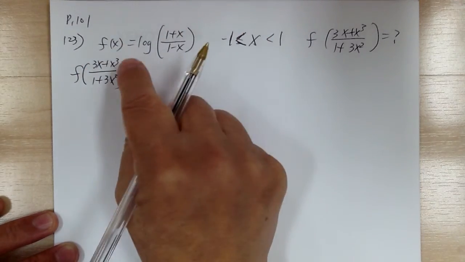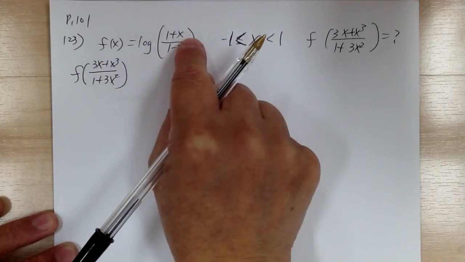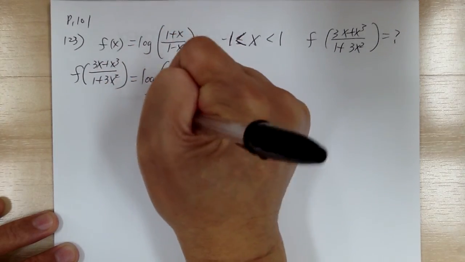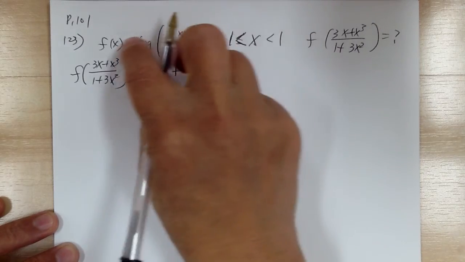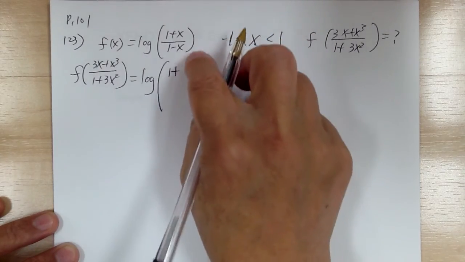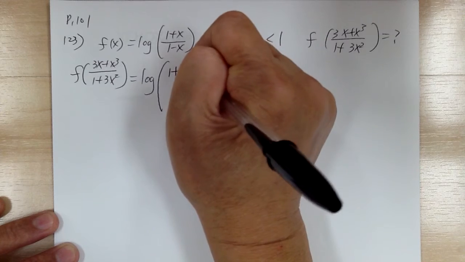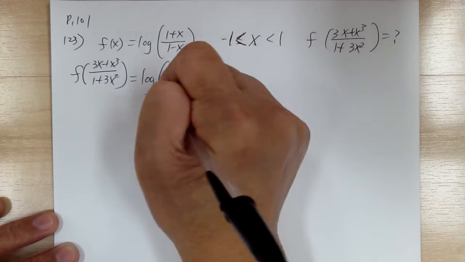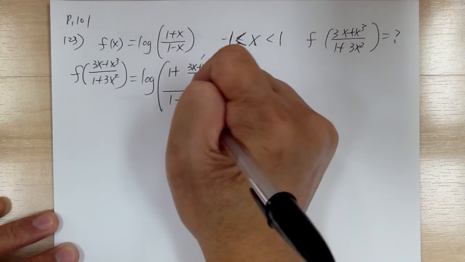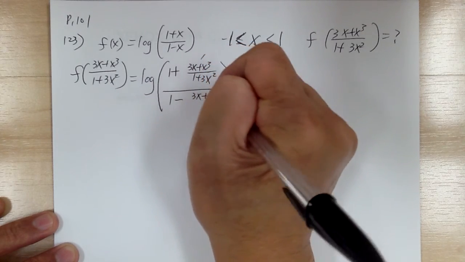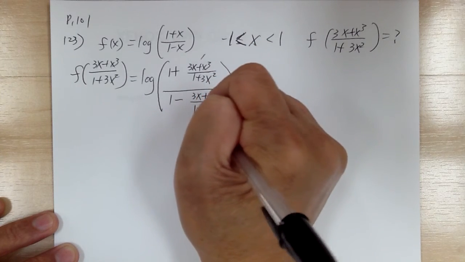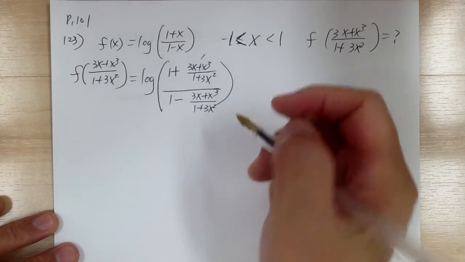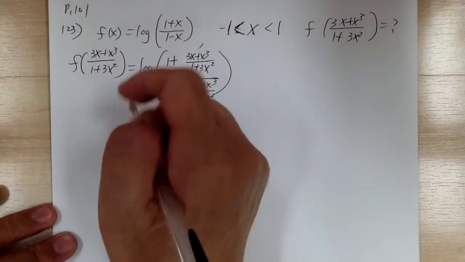So again, use this function. Whenever you see x, it becomes this. So this becomes log of 1 plus, and again, whenever you see the x, this has to match. So it'd be 3x plus x cubed over 1 plus 3x squared, over 1 minus 3x plus x cubed over 1 plus 3x squared. Okay, so now you have a complex fraction.